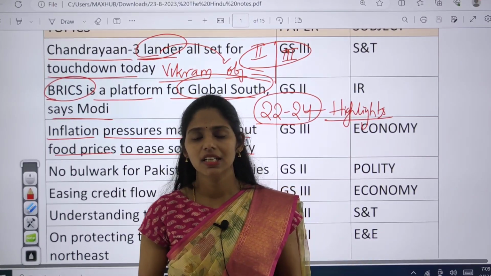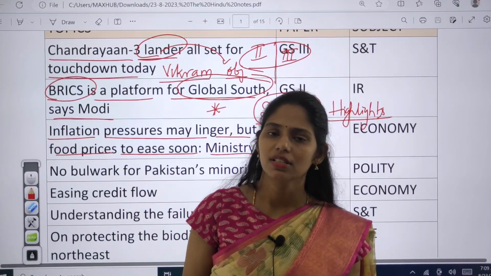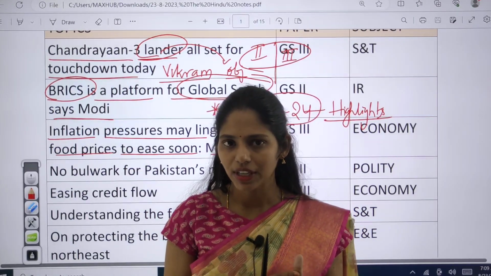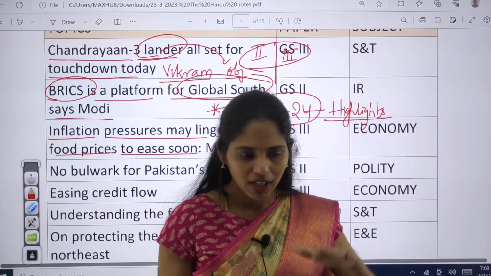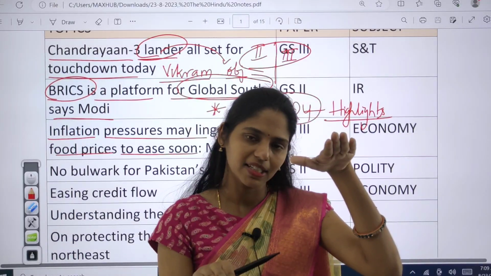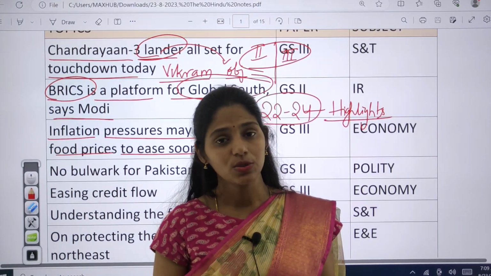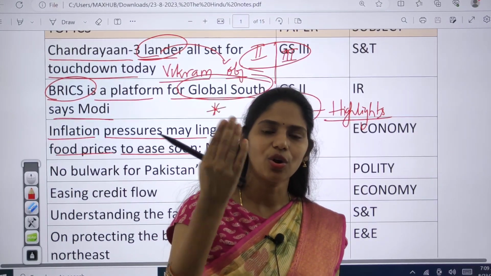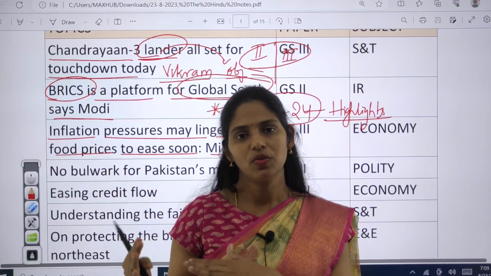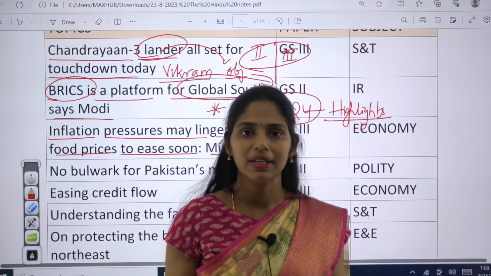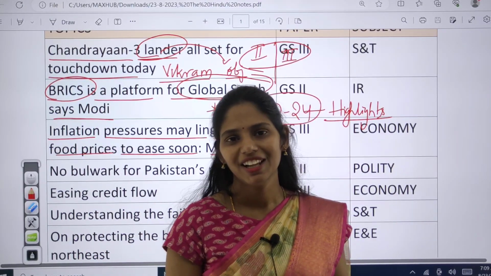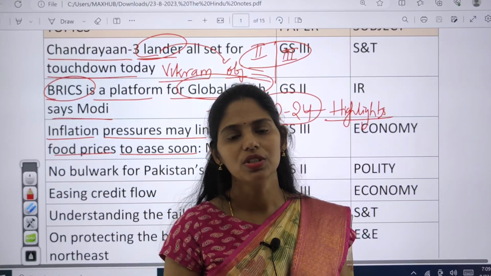So why is there an increase in the price of goods and services? The first reason is increasing demand. Whenever demand is increased and supply is decreased, automatically the price will increase. The next one is whenever there is an increased cost of production, that means whenever there is an increased cost of raw materials, automatically there will be an increased price of the goods.